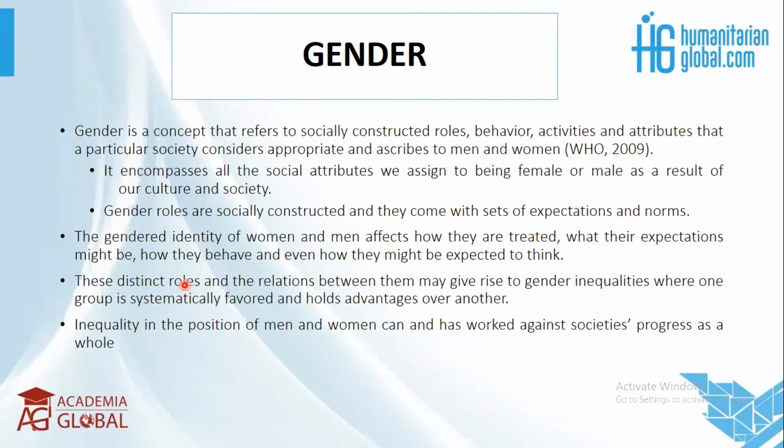So these come with power relations, even in households, really. And so it gives rise to what we call gender inequalities. You find that maybe one group is usually favored and holds advantage over another. So the inequality that we see in the position of men and women works against progress, really. For society to progress, the inequalities that arise between men and women are really what is slowing the progress of any society.